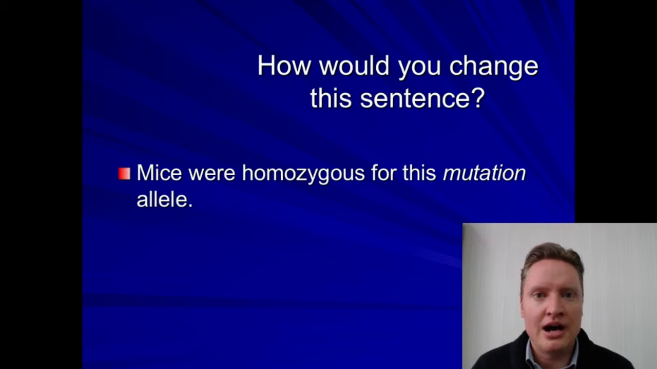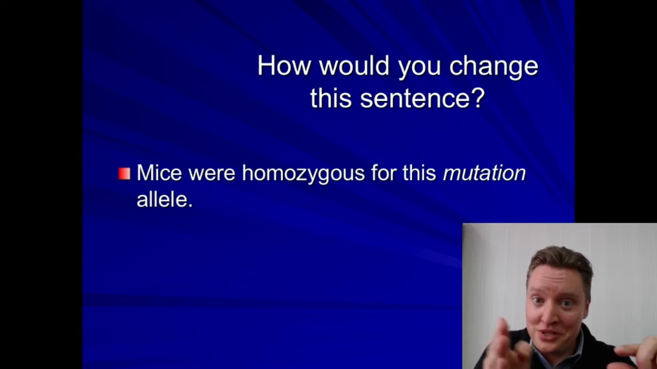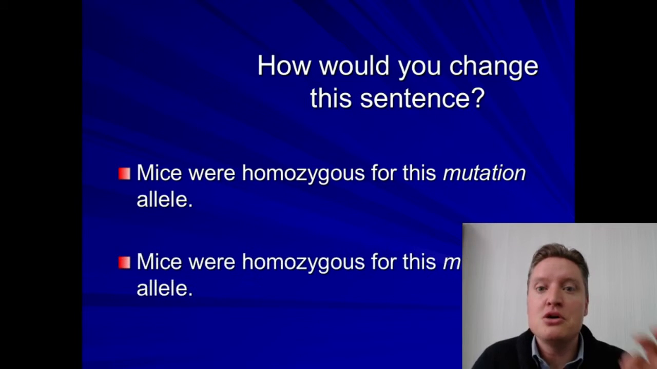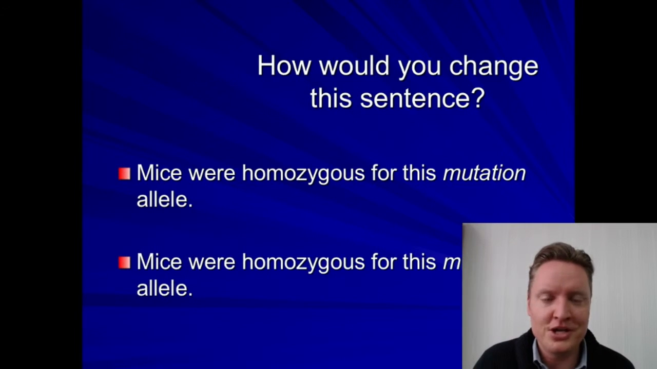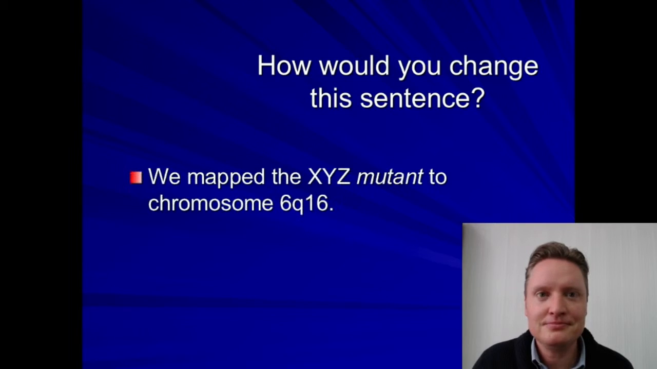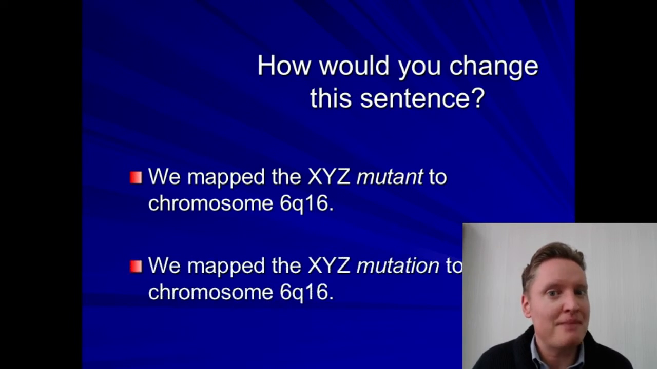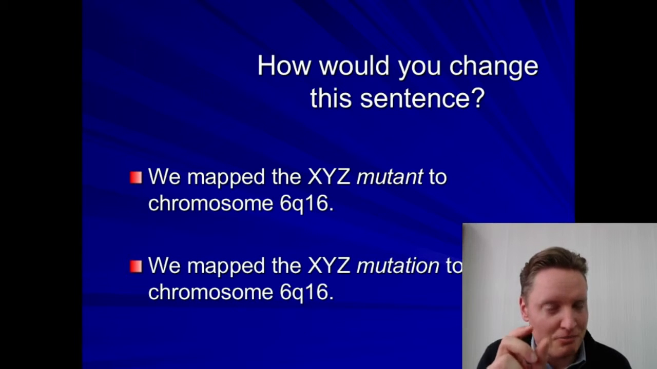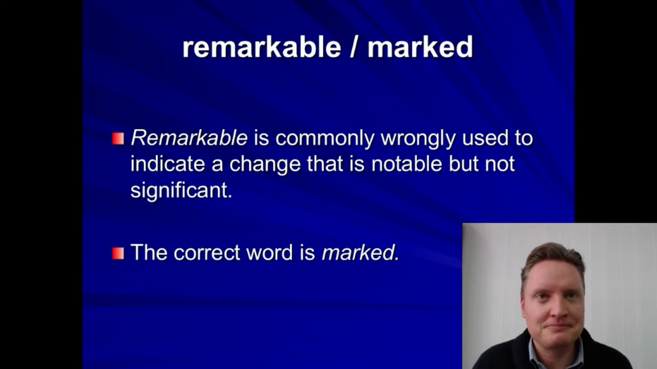Mice were homozygous for this mutation allele. A whole allele cannot be a mutation. Only a segment of the allele could have a mutation, so it would be mutant allele here. We mapped the XYZ mutant. No, you map a mutation. That's a particular part of a larger strand or a larger allele.